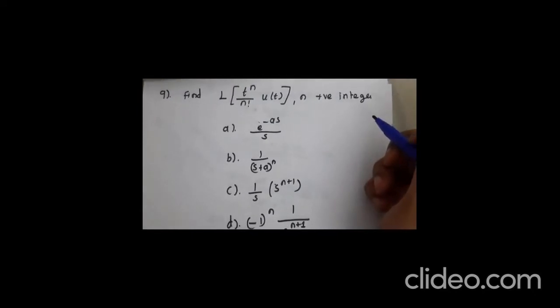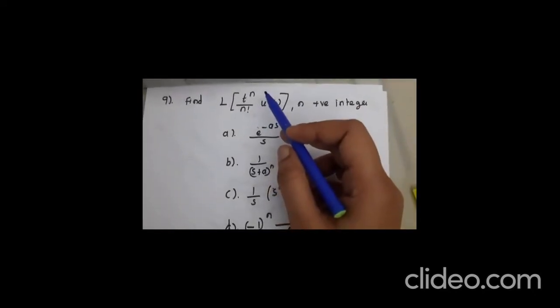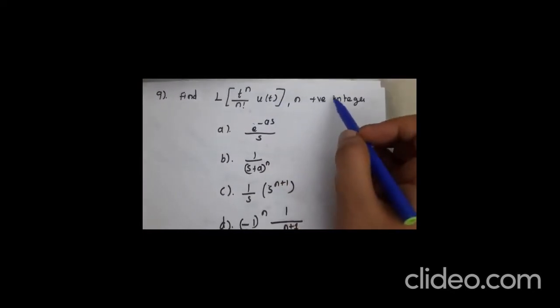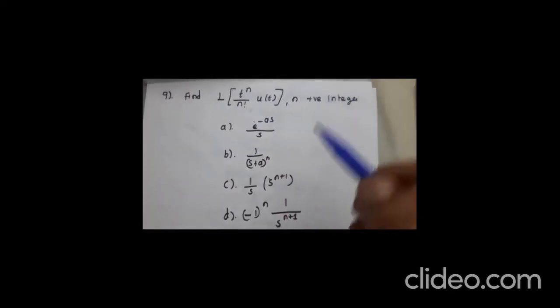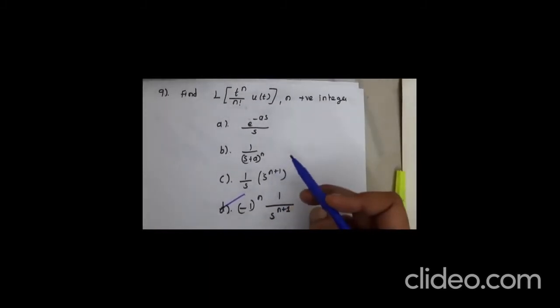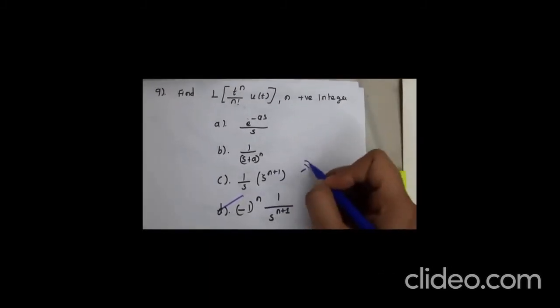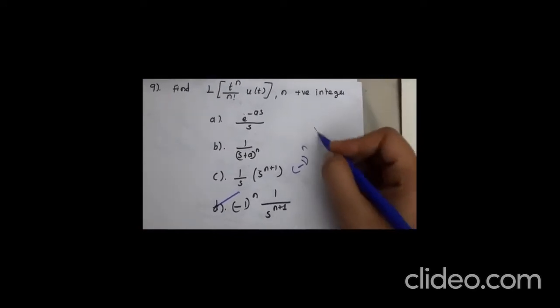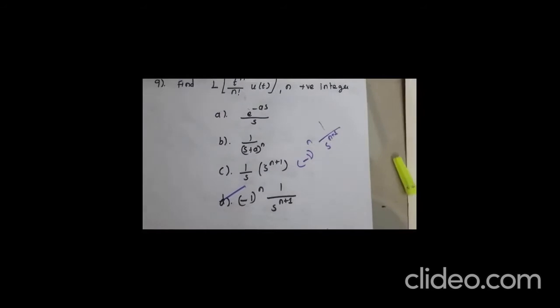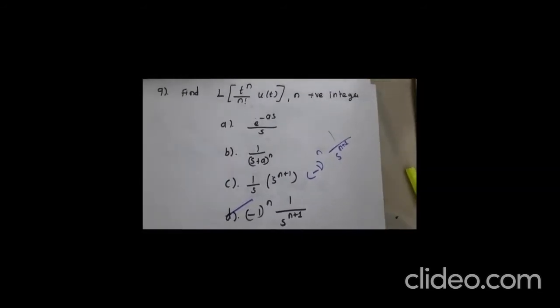Next question: find the Laplace transform of t to the power n divided by n factorial into u of t, where n is a positive integer. So t power n divided by n factorial means 1 divided by s power n plus 1. So this is the answer for this question. So D is the answer.